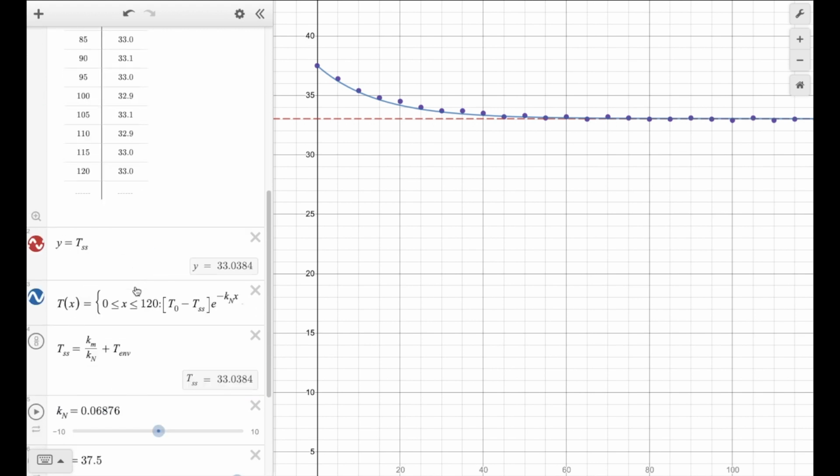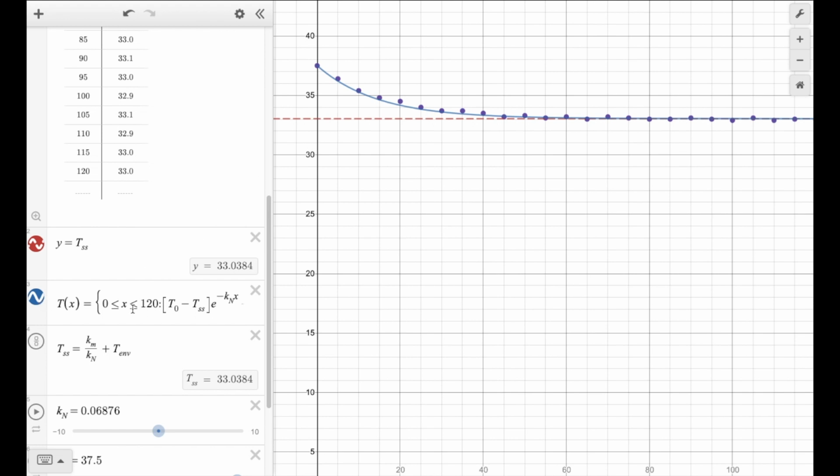Now, in this case, what you have to see is I define y equals TSS, so this dashed line represents the steady state temperature. And what we should be observing is that all these points should be close to the function, because the function should fit this model the best possible way it can.